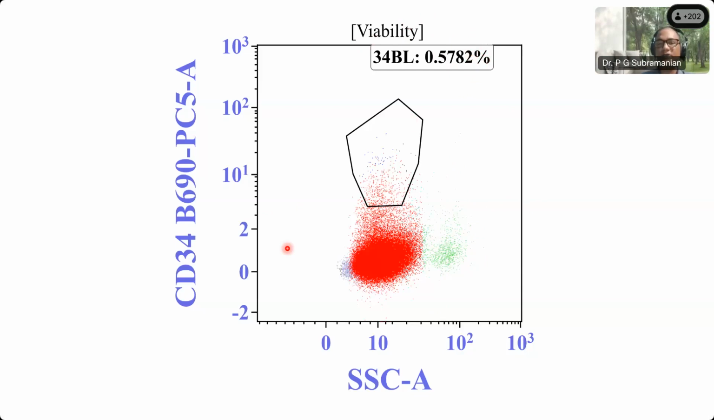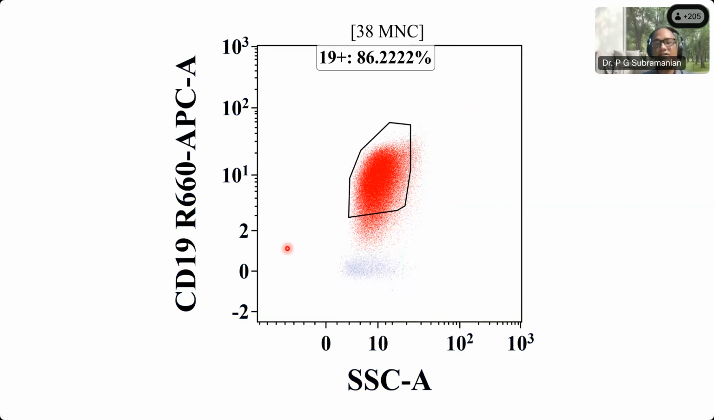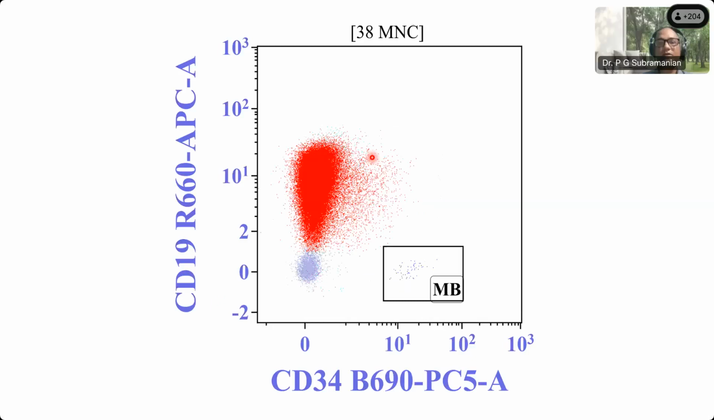This is again CD19 versus side scatter. As we had earlier seen, CD19 is already positive, so CD19 positive cells are there. Predominantly CD19 is positive. Now you have CD19 versus CD34, which again recapitulates what was said earlier. A small proportion is CD34 positive, CD19 is positive here, and you have a small amount of blasts which are CD34 positive but CD19 negative.